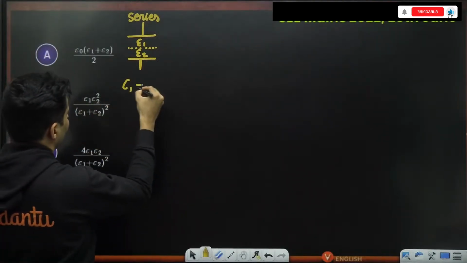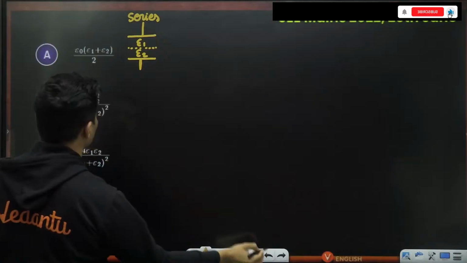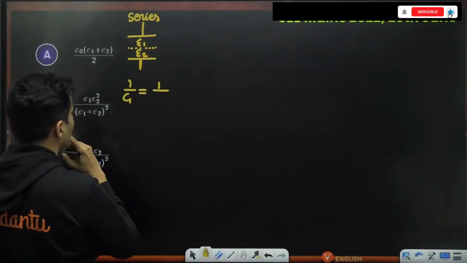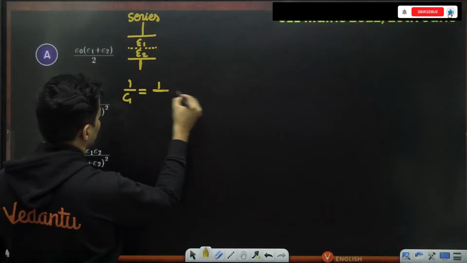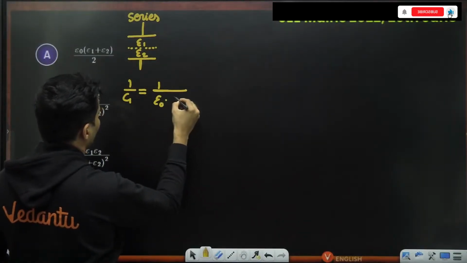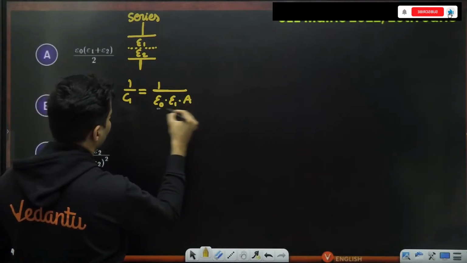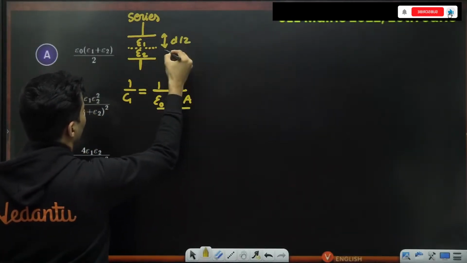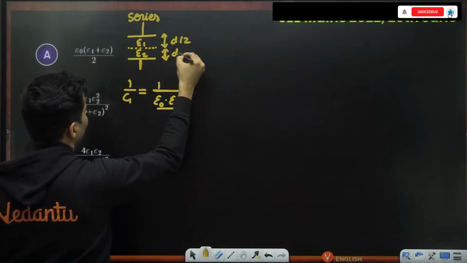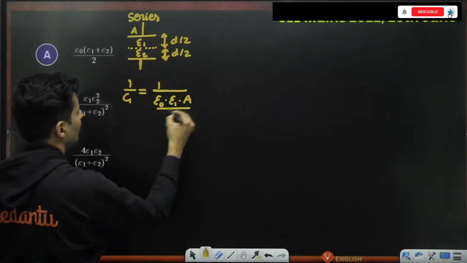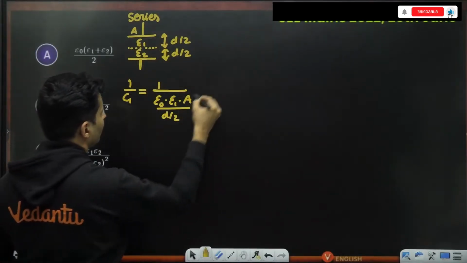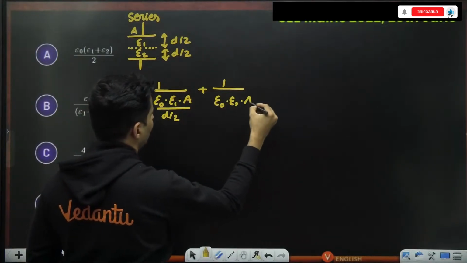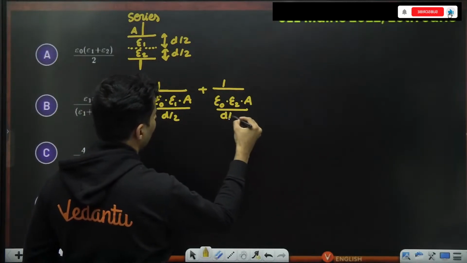The capacitance C1, I have to use this formula: 1 by C1 is equal to 1 by epsilon naught epsilon 1 A by D, well, the D will be D by 2. Area will be the same. So D by 2 plus 1 by epsilon naught epsilon 2 A by D by 2.